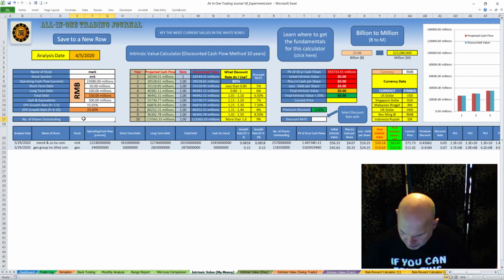The number of shares, 9,555,000. Only 3 zeros after that. That populates your projected cash flow and your discounted value.